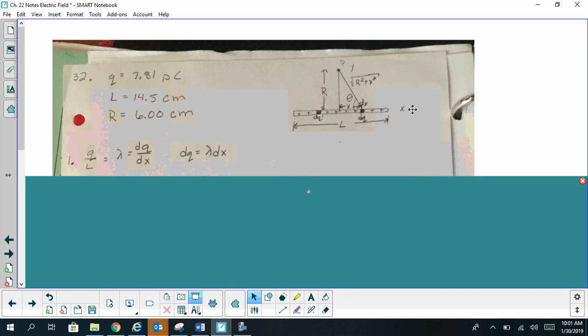So I'm front loading that because the next step is going to be to express the electric field at point P caused by your charge element. So for this little bit right here, you want to express your electric field for this dq at point P. So go ahead and pause the video, do that on your own.